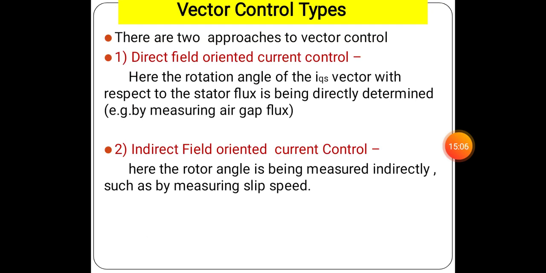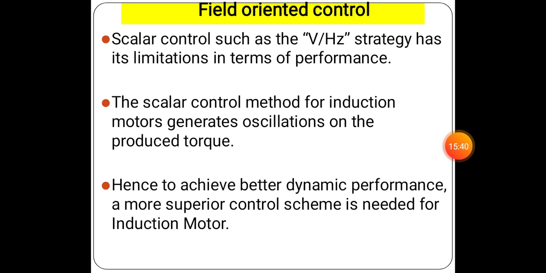According to that, the vector control methods are classified into two types. One is direct field oriented control and the second one is indirect field oriented control. In direct field oriented control, the rotation angle of the IQS vector with respect to the stator flux is directly determined by measuring the air gap flux. In indirect field oriented control, the rotor angle is measured indirectly, such as by measuring the slip speed. Now we will discuss the field oriented control method, which is one form of vector control method.